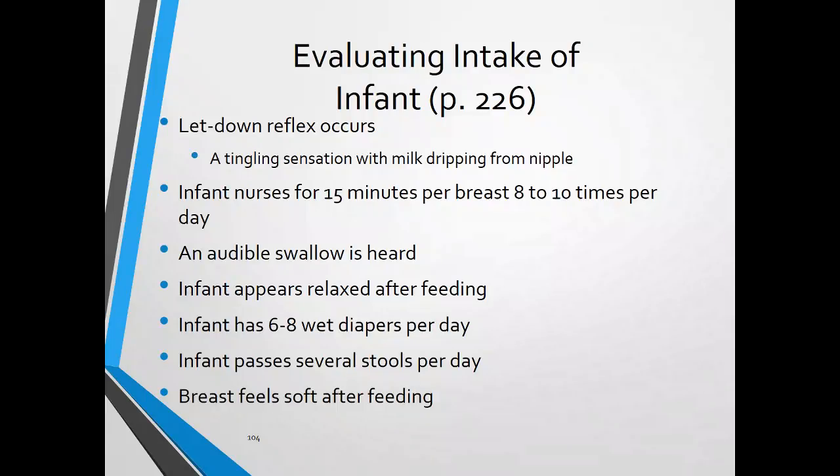So how do you evaluate the intake of an infant? An infant nurses for about 15 minutes per breast, 8 to 10 times per day. They do not need to feed a certain amount on one side and then be taken off and fed on the other. That's actually more of an old school way of thought. They can just feed on one side, and then the next time the mom breastfeeds, they can feed on the other. Sometimes they may go for 45 minutes, or other times they may feed for 5. It just depends on the infant at that certain time.